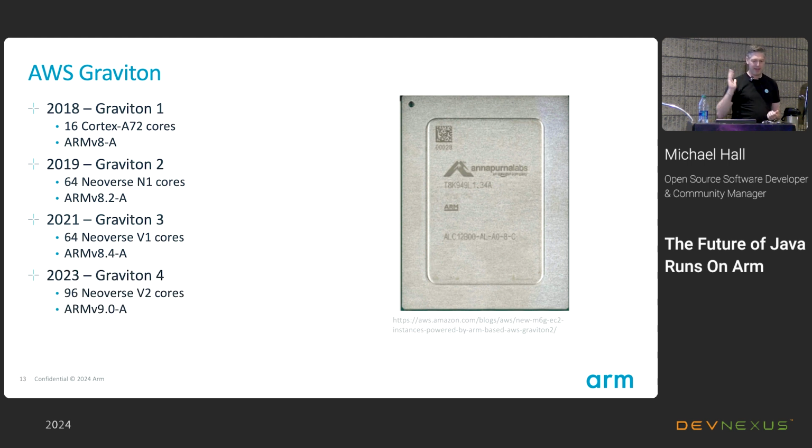Then in 2023, last year, they announced Graviton4. These are going to have 96 cores of those Neoverse V2. And this boosts it up to the ARM V9 instruction set, which adds even more vector extensions for things like multimedia processing, signal processing, or specifically nowadays for AI, for training, and also for predictions.